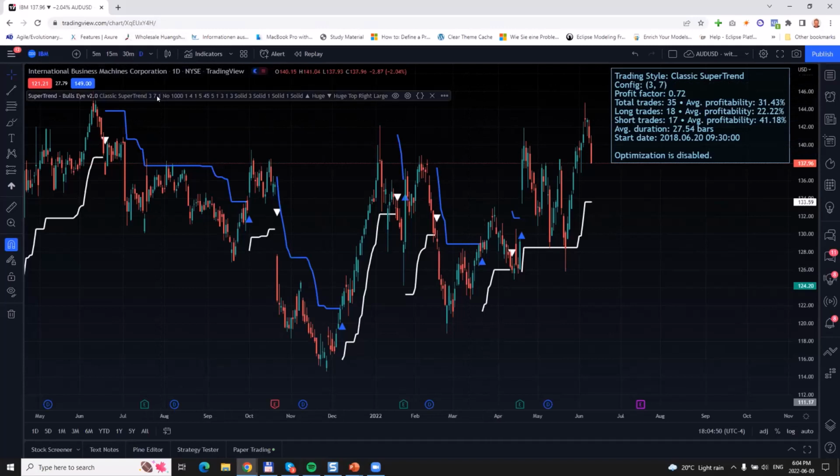And what you see right now is the classic super trend interpretation. If you're not familiar with super trend, what you can see is that we have these white arrows pointing down, which are sell signals, and these blue arrows pointing up, which are buy signals. You can also see that these signals are always alternating. A sell signal is followed by a buy signal, which is followed by a sell signal, and so forth. And the way this works is actually quite interesting.